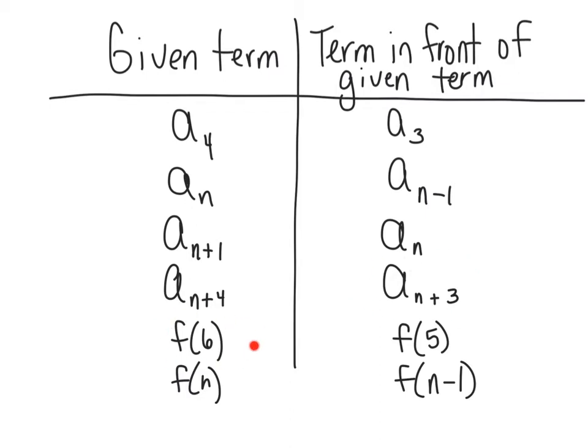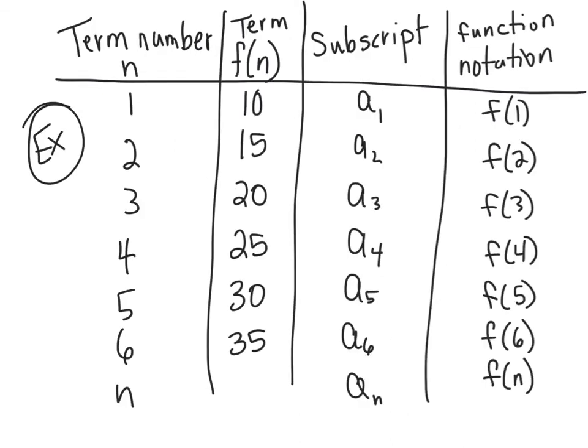A sub n+4, the one before it would be a sub n+3. Now in our function notation, if I'm talking about f of 6, the one before it would be f of 5. And if I'm talking about f of n, the one before it would be f of n-1. All right, so here's another chart that you should put in your notes, because these are examples just so you can get the visual. And we are going to do something with this.